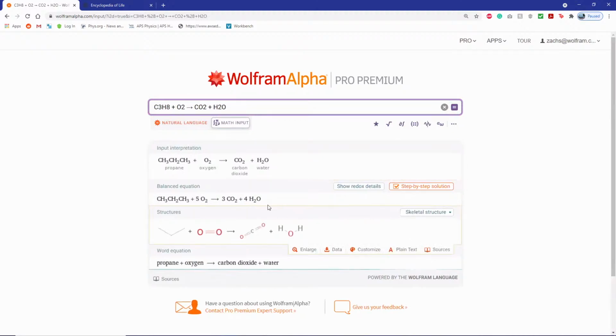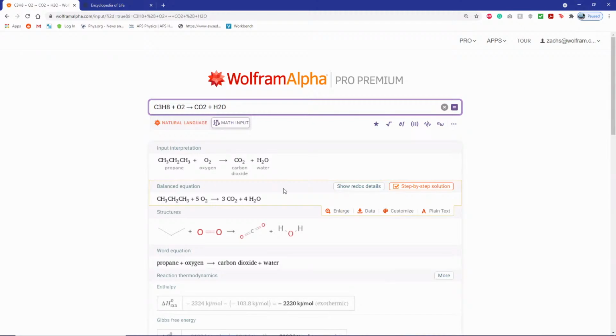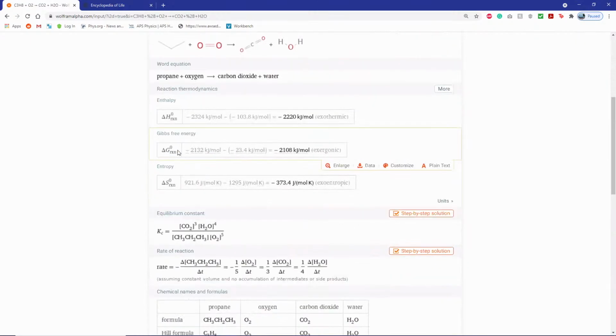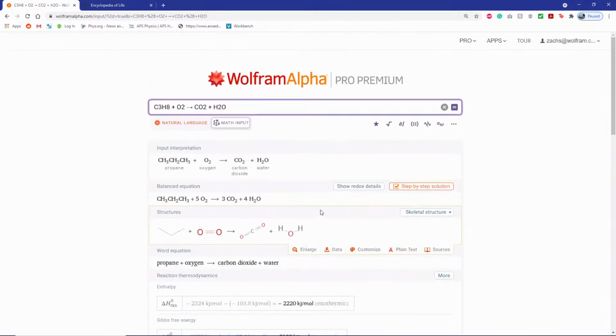Now if you just remember that propane combines with oxygen to yield carbon dioxide and water, which makes sense, we're combusting propane. Very obvious. But now you know how much oxygen it takes to actually combust that one propane molecule. We can also calculate interesting things like Gibbs free energy and the entropy of the reaction, which is pretty cool.